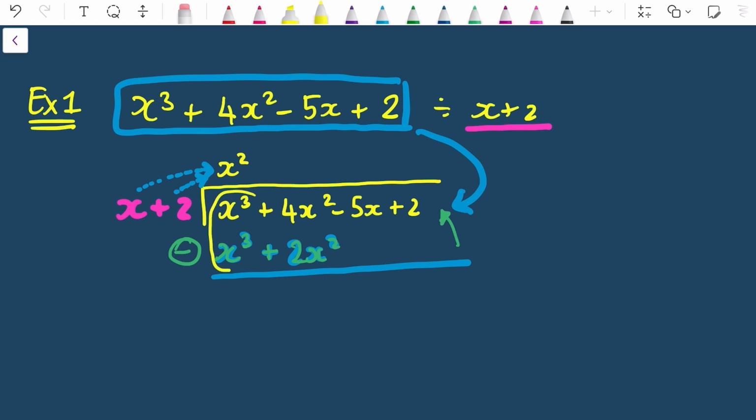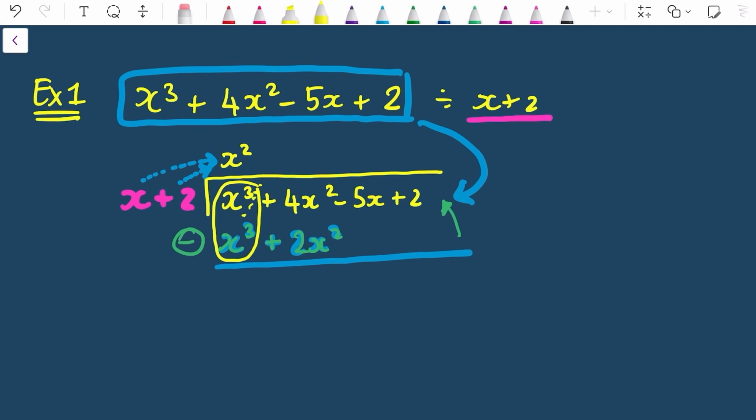So x cubed minus x cubed cancels. I get 0, and that's exactly what I want to happen. The first term must always cancel. Then I say positive 4x squared subtract positive 2x squared gives me 2x squared. Here I've got minus 5x. Well, I'm subtracting nothing, so it just stays as minus 5x, and 2 subtract 0, well, I'm just still left with positive 2. Okay, just going to rub these extra bits out. So then I start again.